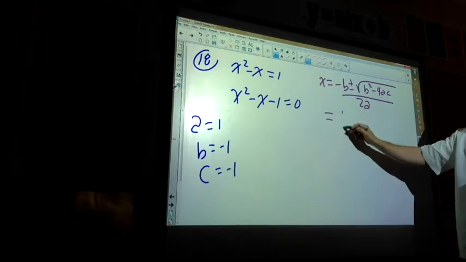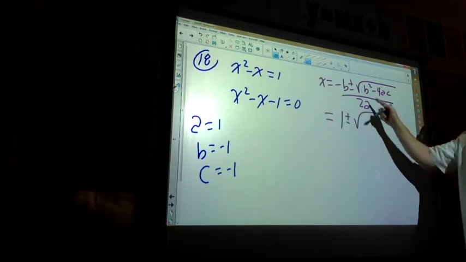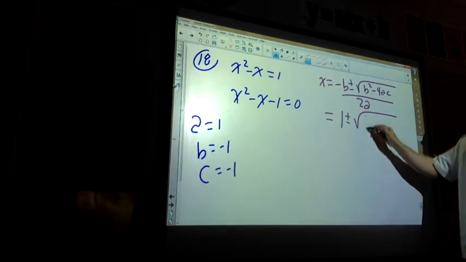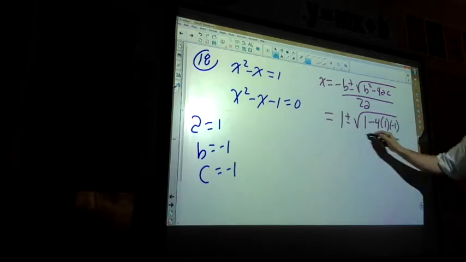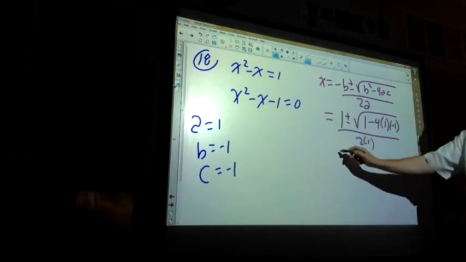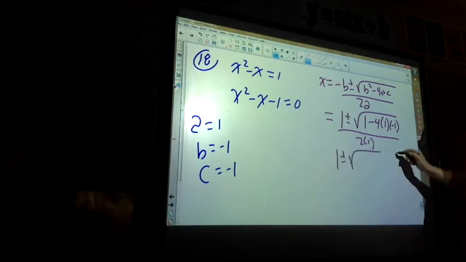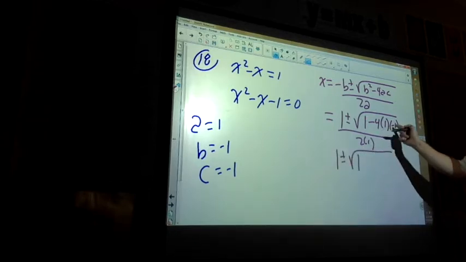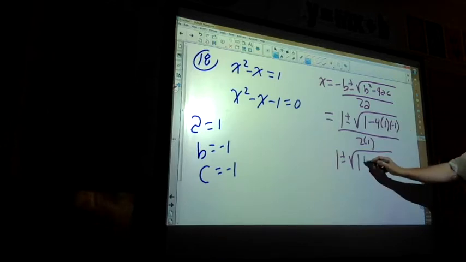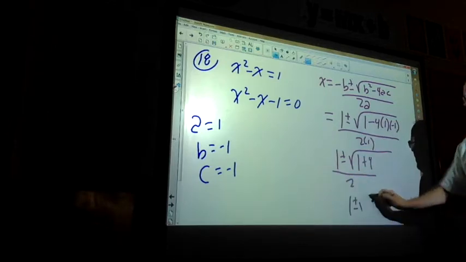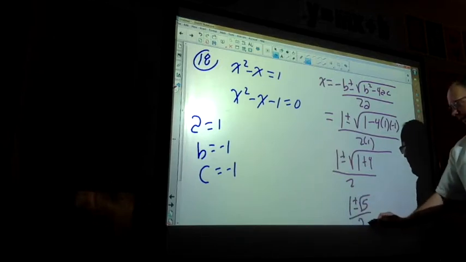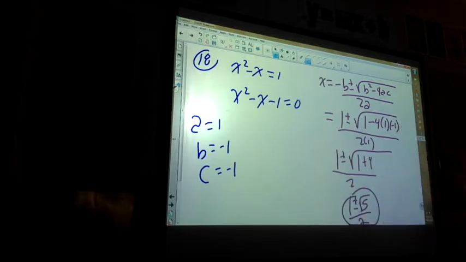1 plus or minus the square root of 1 minus 4 times 1 times negative 1, which is positive 4. 1 plus 4, you ding dong. Hey, how many answers are right there? 2. I think that's all of the problems we had.